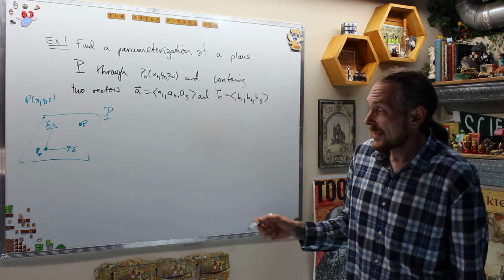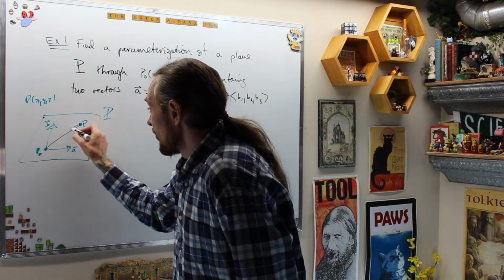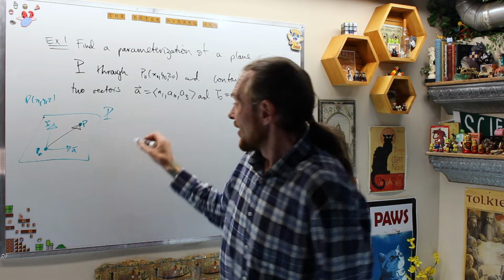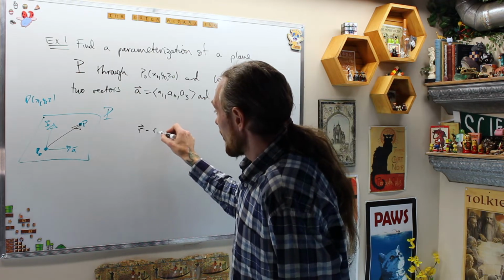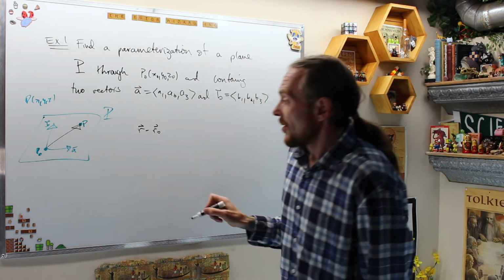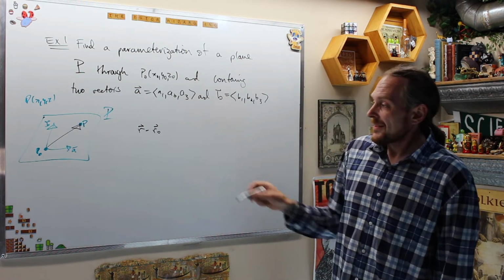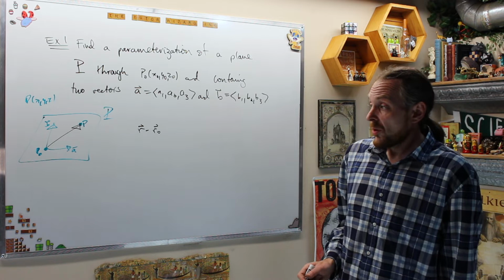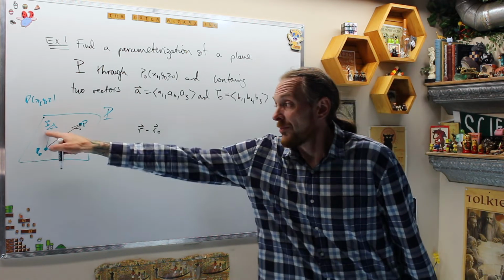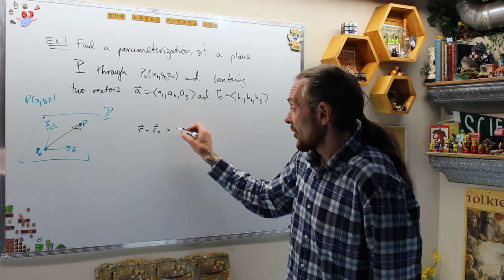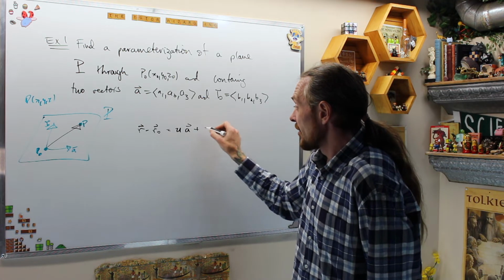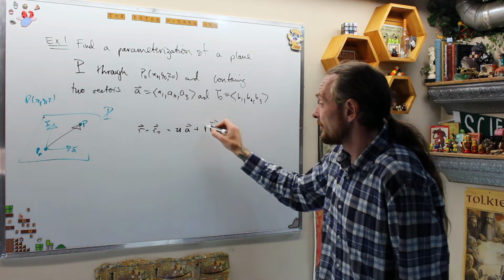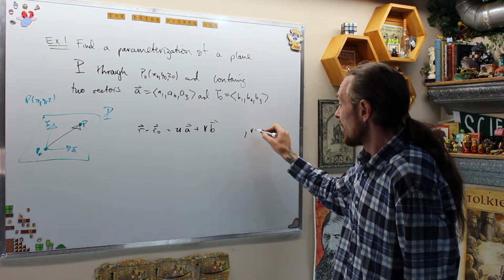That gives us specifically, if I create this vector now, which we're going to call R minus R naught, what we notice is it is lying in the plane, so it is a multiple or a linear combination of A and B. And what that means is I'm going to have U times A plus V times B for some parameters U and V.